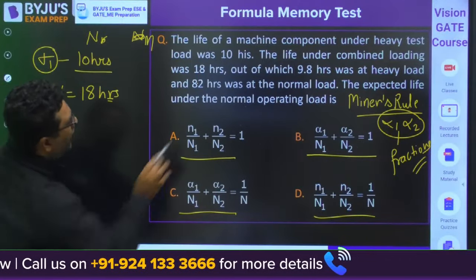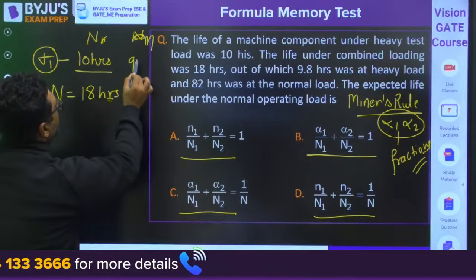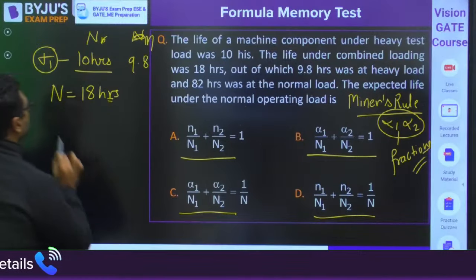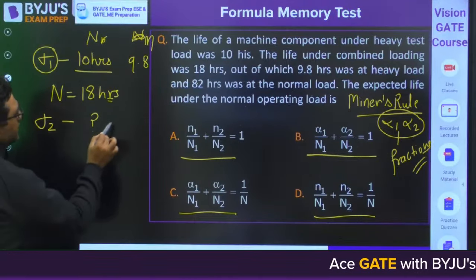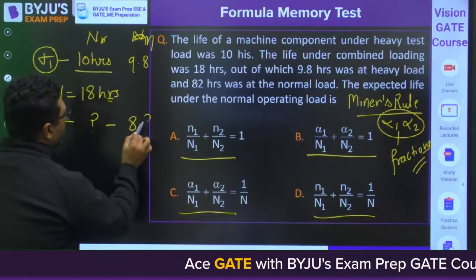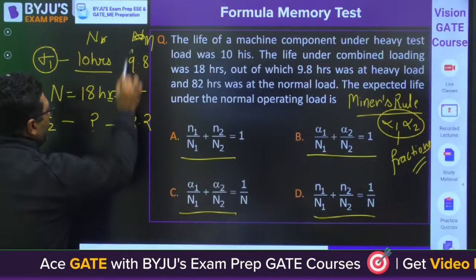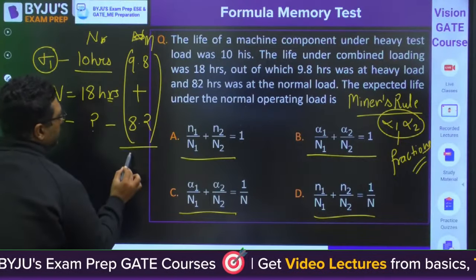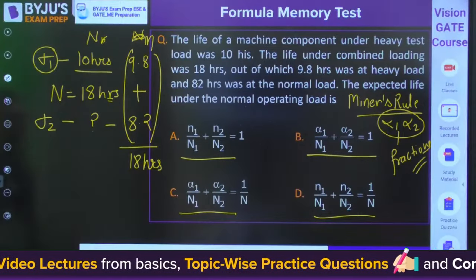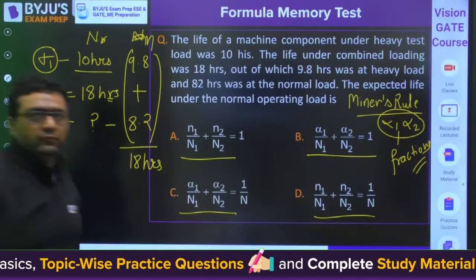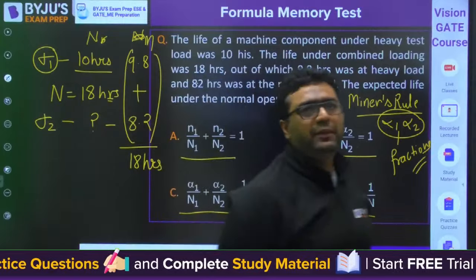But you lived 9.8 hours here. Then at sigma 2, the life is not known to us. And you lived there for 8.2 hours. And the total of this is given to us as 18 hours. So you can see which formula will be applicable. Which formula will be applicable?